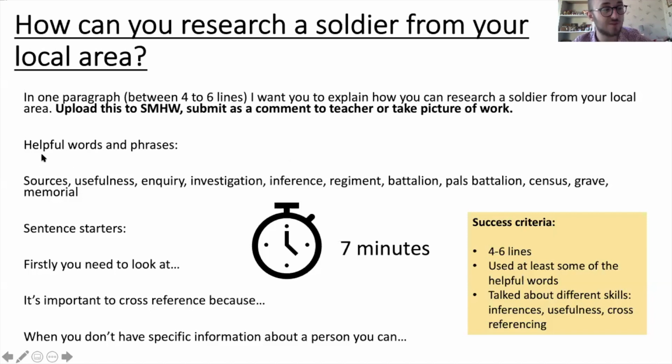So I've got some helpful words and phrases for you, some sentence starters, a clear success criteria here. I want 4 to 6 lines, used at least some of these helpful words, talked about different skills such as inferences, usefulness, and cross-referencing. Okay, I want you to take 7 minutes and you're going to answer that question. How can you research a soldier from your local area? If you're struggling and want a writing frame, I've also made a writing frame on the next slide. But this is the end of the lesson. Otherwise, from that, you just need to do that last task now and then submit that, please.